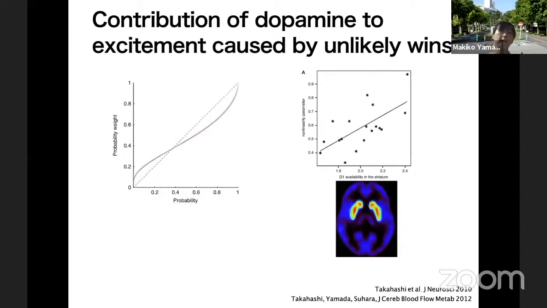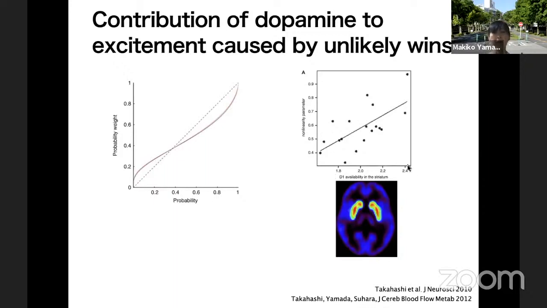And we have examined which D1 receptors and D2 receptors are associated with this nonlinearity. It was found that those subjects who have a stronger S-curve, indicated by the low scores of vertical number, is associated with low D1 availability in striatum.